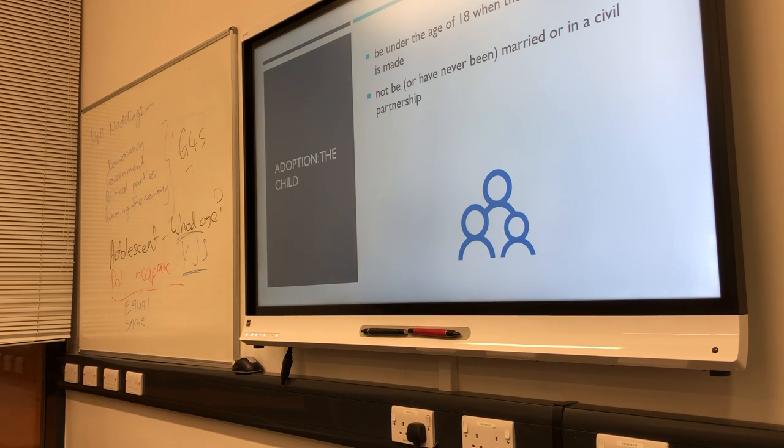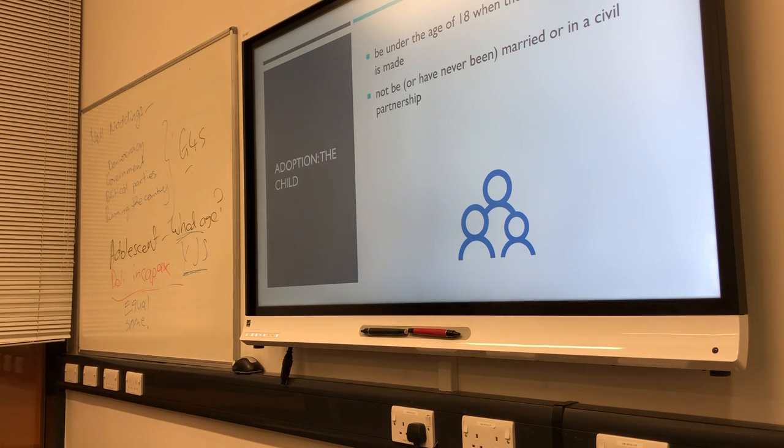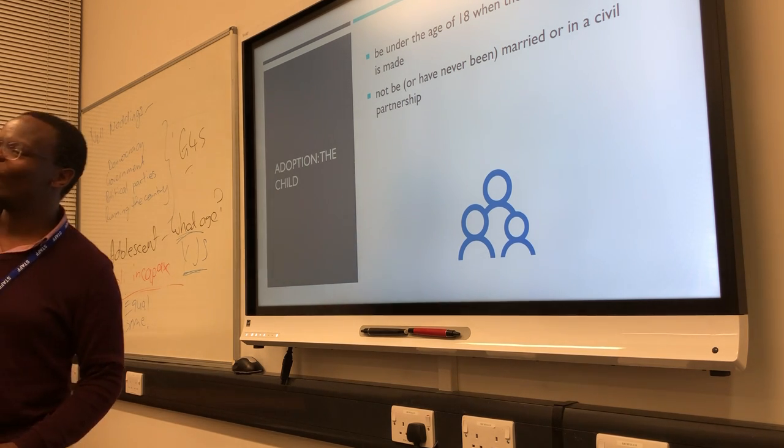Now, adoption in relation to the child: the child must be under the age of 18 when the adoption application is made. And the child must not be or have never been married or in a civil partnership. So even if the child is below the age of 18, if they've been married before, and in some cultures children get married early, then they are not eligible for adoption.